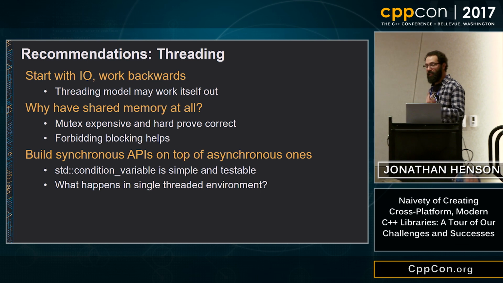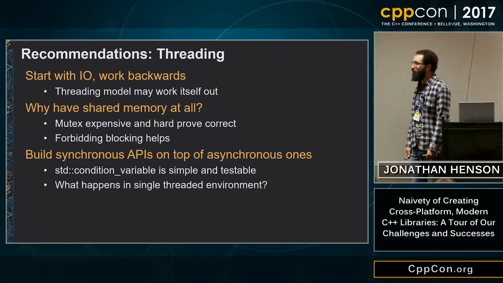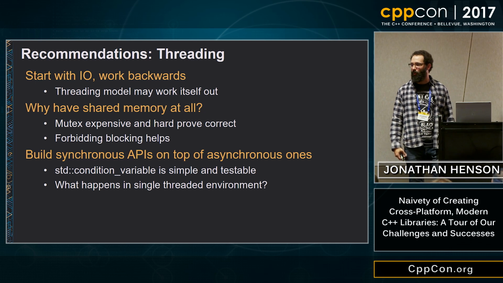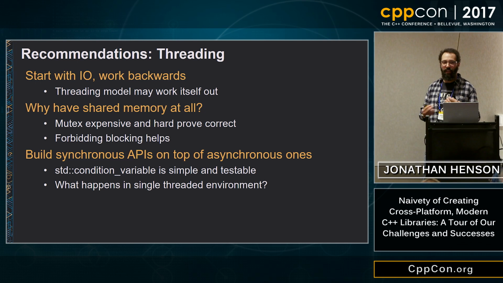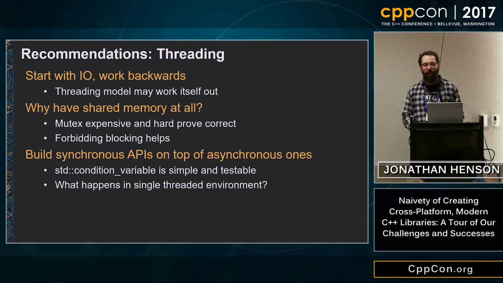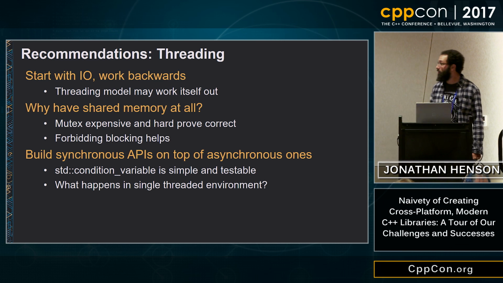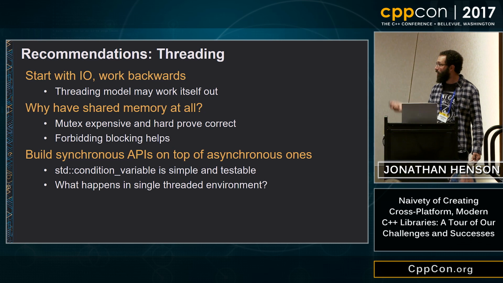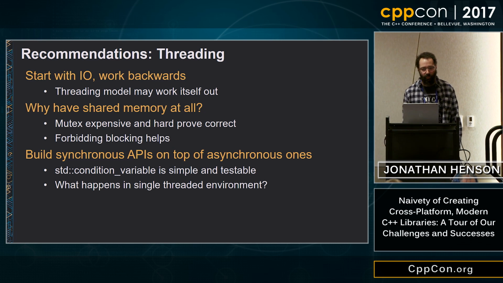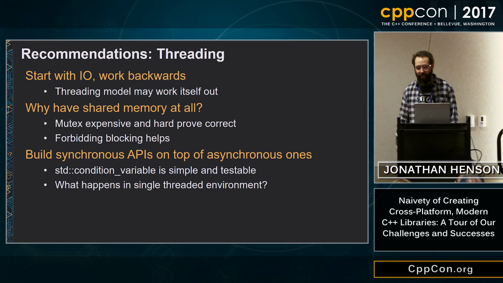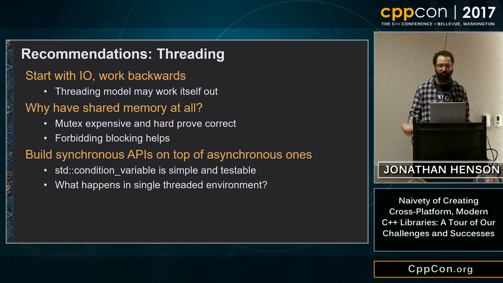And then build your synchronous API on top of the asynchronous one. It's perfectly legitimate that customers want a synchronous API. They want to think procedurally. That's fine. Let them make that decision, though. And they could use coroutines. They could use standard condition variable. Condition variable is simple, easy to test with. And then, as I said before, what happens in a single-threaded environment?